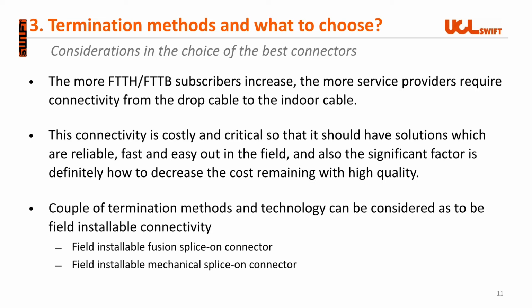The pre-terminated drop cable is one of the fascinating connectivities, however, this technology cannot save material cost, which should be increasing because of excessive slack, about an average of 30 meters. So field installable technology should be considered for FTTH connectivity from the pole to the ONT inside the home. There are two types of field installable connectivities, fusion splice-on connectors and mechanical splice-on connectors, and we should compare the two connectors and find out what is the best option for the fiber to the home network.